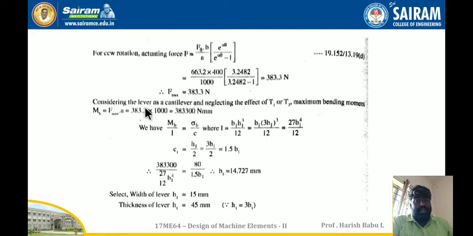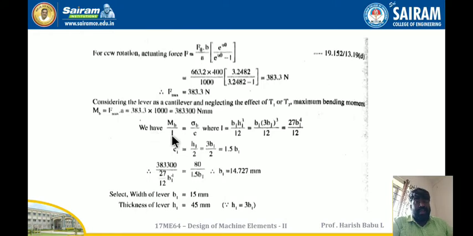Considering the lever as a cantilever, and neglecting the effect of T1 and T2, the maximum bending moment MB will be equal to F maximum into the length of the lever. So I get 383300 Newton mm. That will be the maximum bending moment.